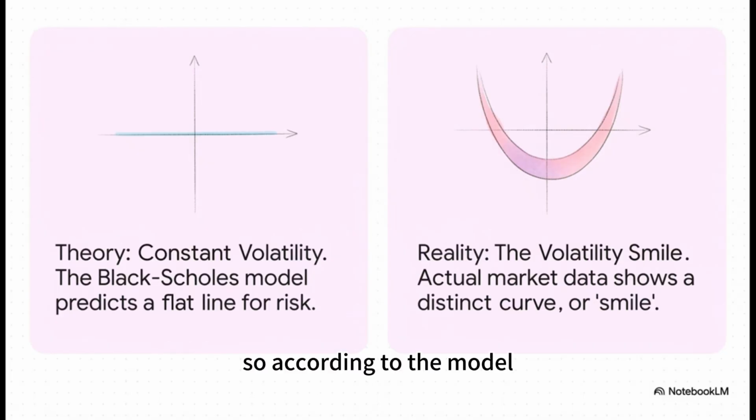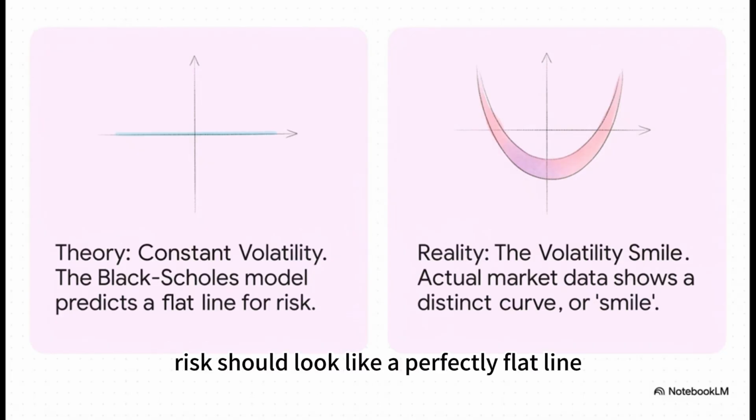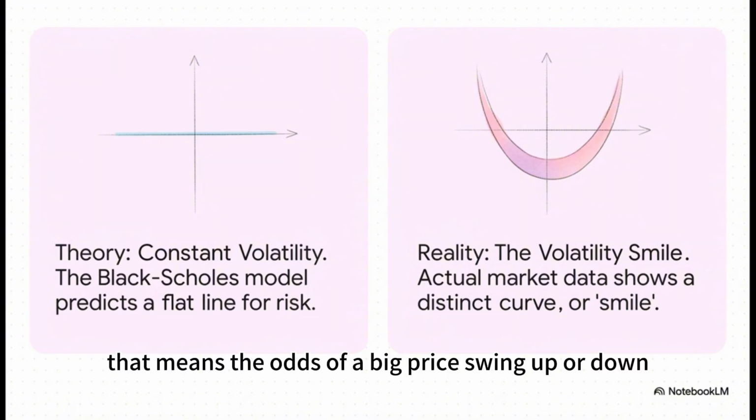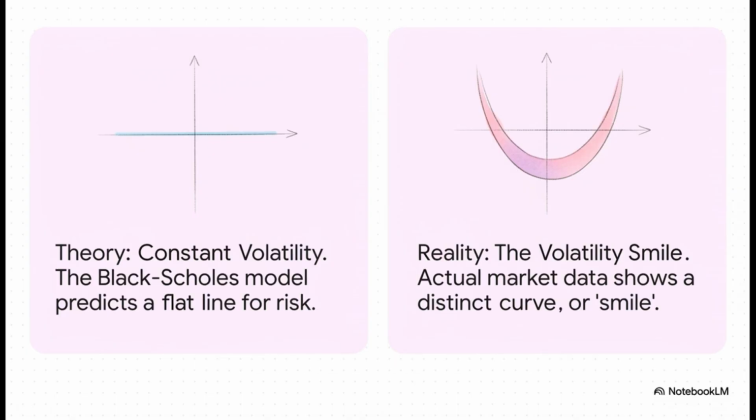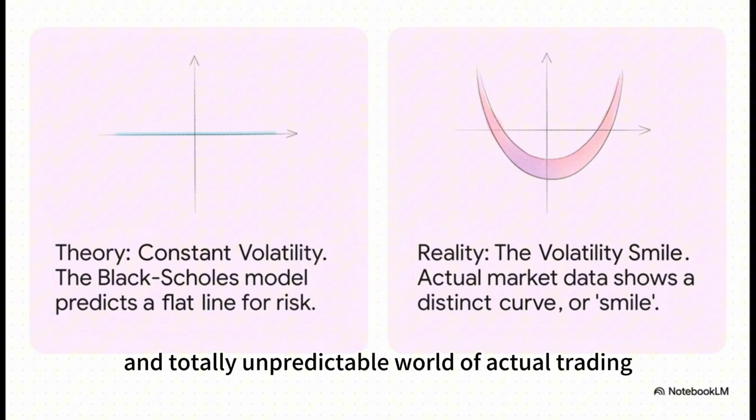So according to the model, risk should look like a perfectly flat line. That means the odds of a big price swing up or down are supposed to be priced exactly the same, no matter what the stock's price is. But when we look at the real world, the data literally smiles back at us. And that smile just perfectly captures the huge difference between a neat and tidy model and the messy, emotional, and totally unpredictable world of actual trading.